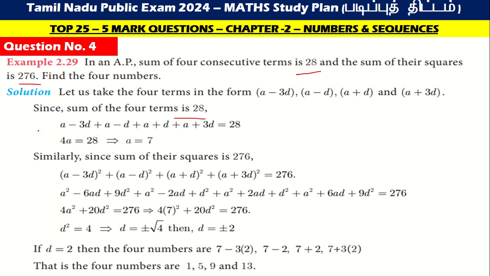So for the 4 terms a minus 3d, a minus d, a plus d, a plus 3d, the sum is equal to 28. Which means 4a equals 28 and a is equal to 7. Similarly, since the sum of their squares is 276, a minus 3d whole square, a minus d whole square, a plus d whole square, a plus 3d whole square is equal to 276.